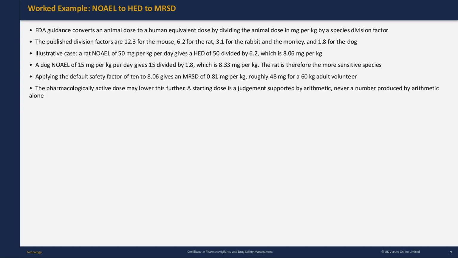Illustrative case: a rat NOAEL of 50 mg per kg per day gives a human equivalent dose of 50 divided by 6.2, which is 8.06 mg per kg. A dog NOAEL of 15 mg per kg per day gives 15 divided by 1.8, which is 8.3 mg per kg. The rat is therefore the more sensitive species.